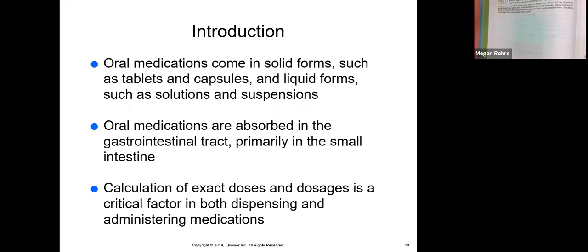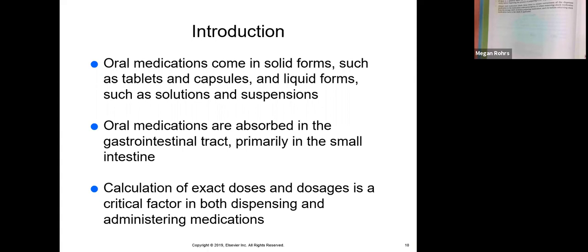We also have liquid forms that we're going to discuss later in the supplemental lecture. So such as solutions, syrups, suspensions, tinctures, all of these different types of dosage forms. Oral meds are going to be absorbed in the GI tract, usually in the small intestine. So we'll talk about some different types of tablets and capsules here in just a little bit that absorb differently.